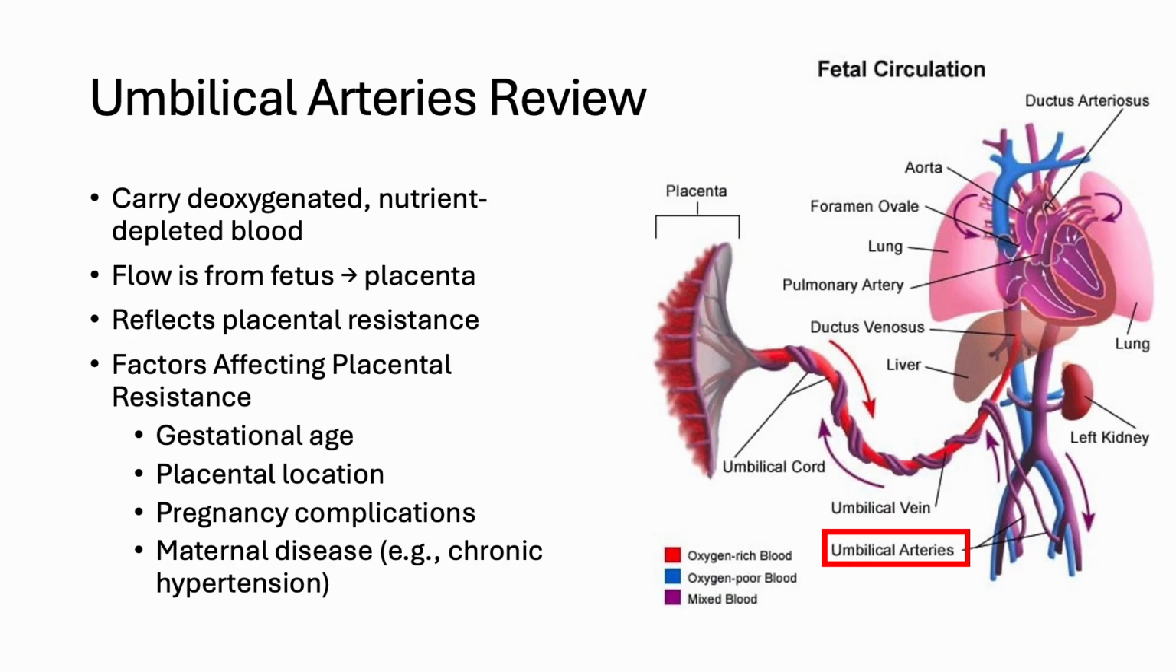If you look at the image, you can see the umbilical arteries are outlined in the red box, and the purple arrows are showing the flow from the baby. The baby is represented as the organs, the heart and the lungs over on the side. The flow goes from the baby to the placenta, and it's oxygen-poor blood.